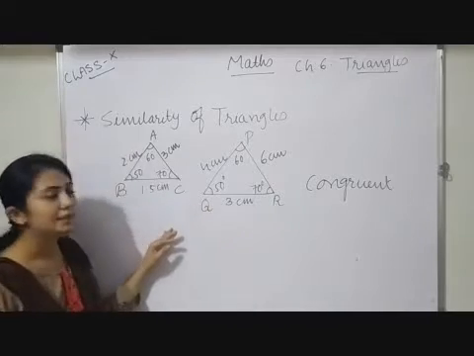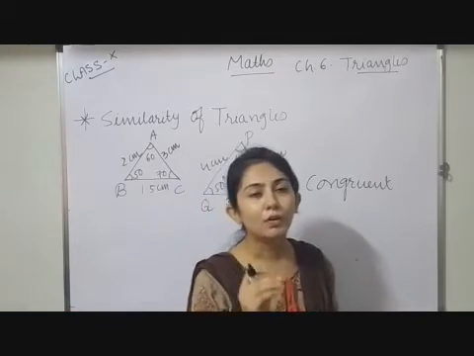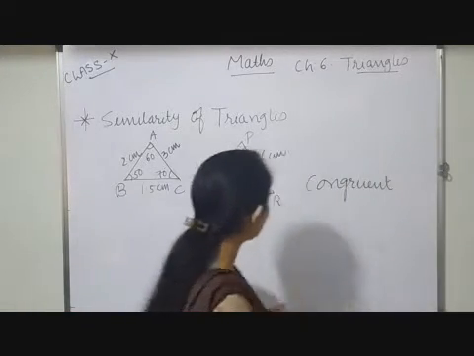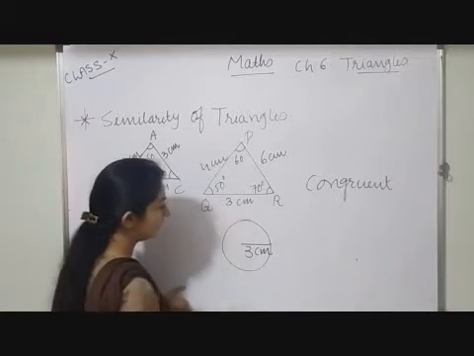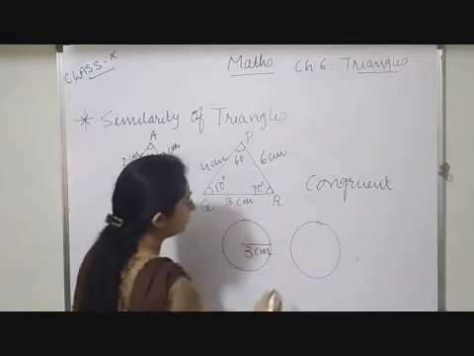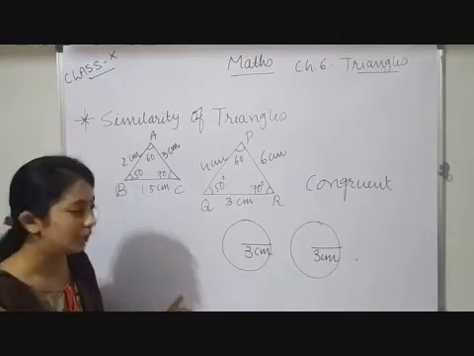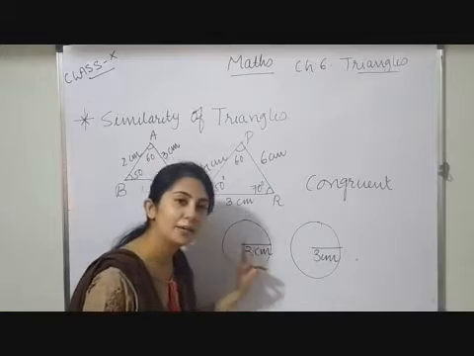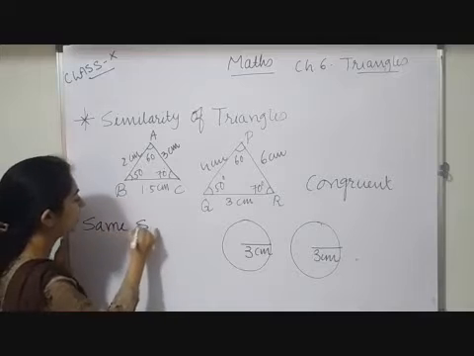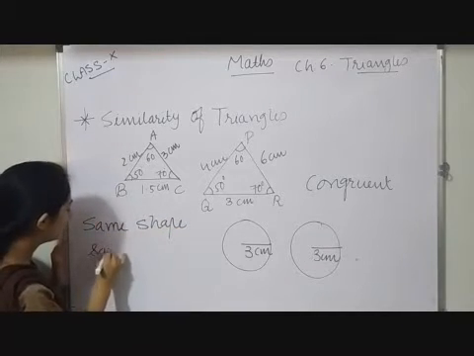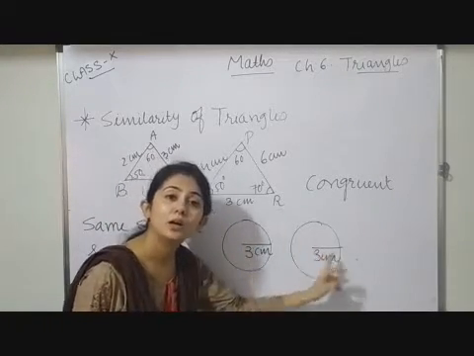Now, here in 10th standard, we will study similar triangles, or I can say similar objects. What do you mean by similar objects? Suppose I have two circles. This circle is of radius 3 cm. I have one more circle of the same radius, 3 cm. Now you can observe both circles have the same measurement, same shape, same size. So such objects are known as congruent objects.